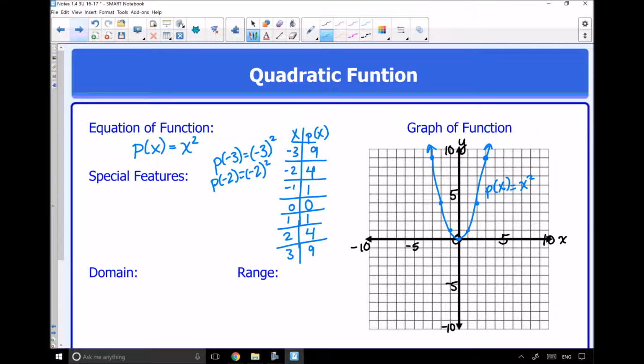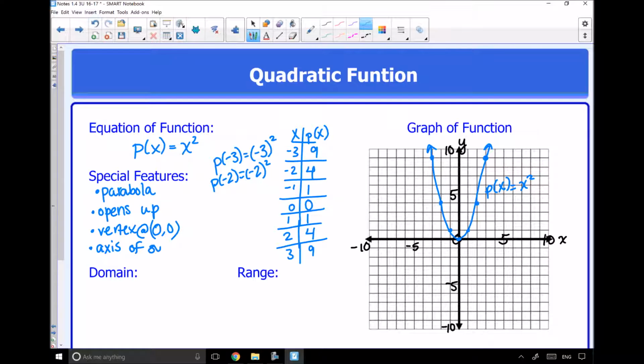So now that I've done that, the next thing I need to do is figure out what are some special features of this graph. Well, first of all, it's a parabola. Second of all, it opens up. Third of all, it has a vertex at 0, 0. And it has an axis of symmetry, which is simply the y-axis.